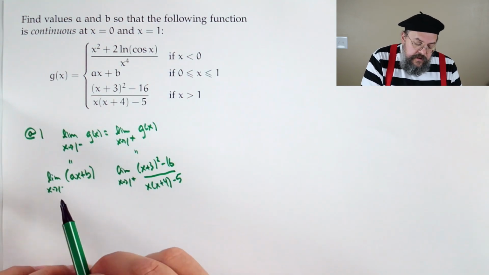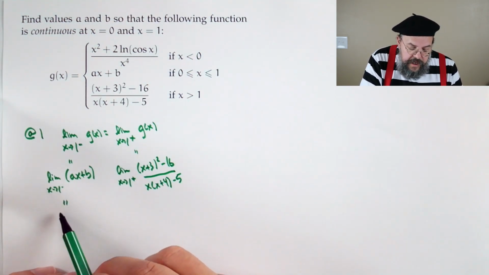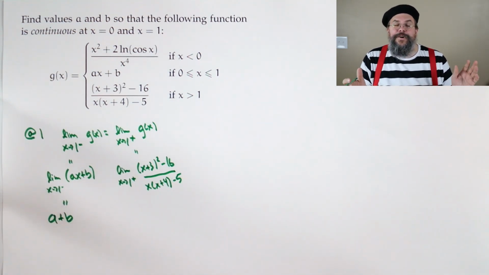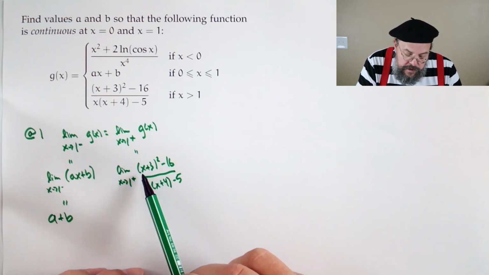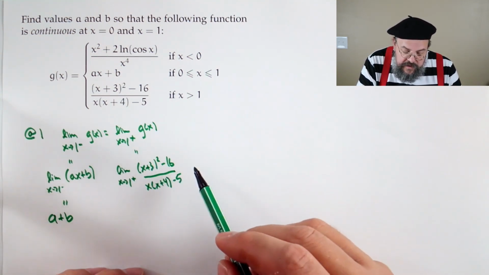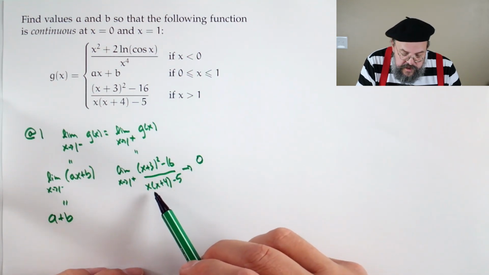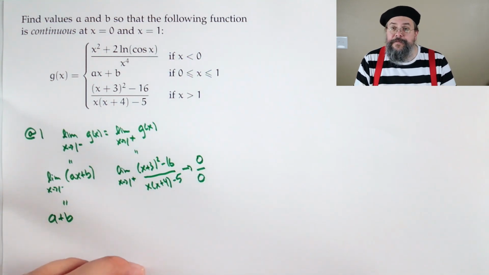All right, well, this limit from below is easy. Plug in. You get a plus b. What do you get over here? When you plug in, you get 1 plus 3 is 4. 4 squared is 16, minus 16, which is 0. 1 times 5 minus 5 is 0. It goes to 0 over 0.